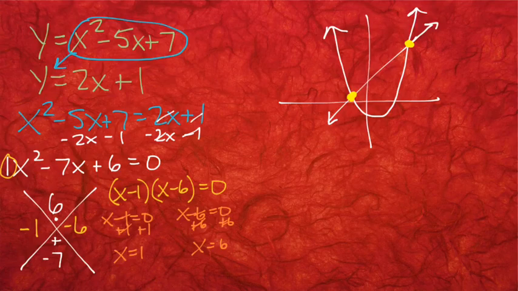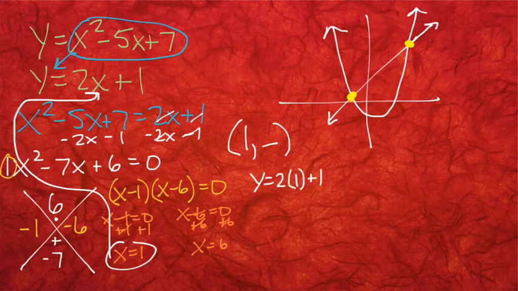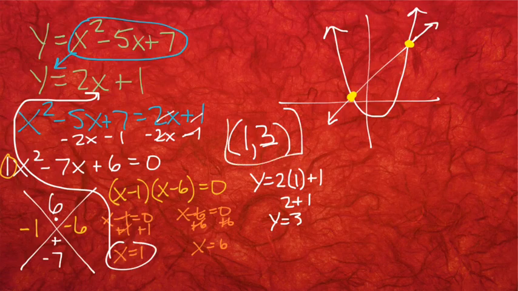but I still need to plug them in to the original equation, so we'll plug it in right here, to find out when x is 1, what the y value is going to be. So that would be y equals 2 times 1 plus 1. 2 times 1 is 2, plus 1 is 3. So when x is 1, y is 3. Okay, so that's one of my answers.